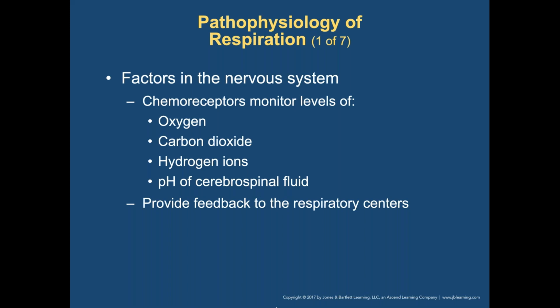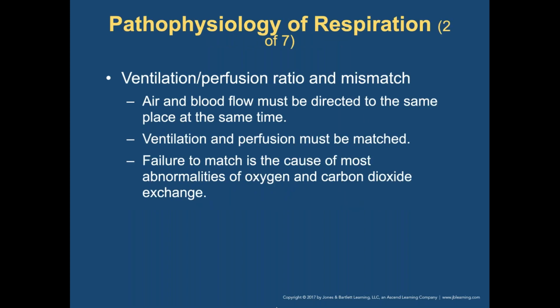So all of these receptors that we are just talking about provide feedback to the respiratory centers, and they basically tell your body how fast to breathe or how deep to breathe. Air and blood flow must be directed to the same place at the same time. It's got to work in sync. If something stops one of them, it starts to mess things up. Ventilation and perfusion have to be matched, and under normal circumstances, they are. We just try to keep it that way.